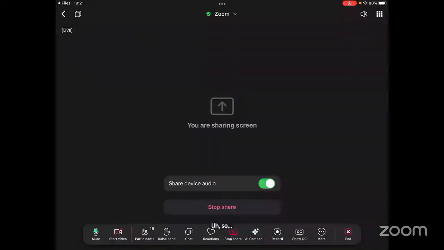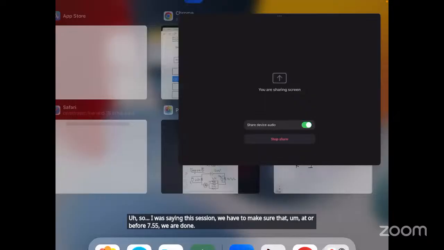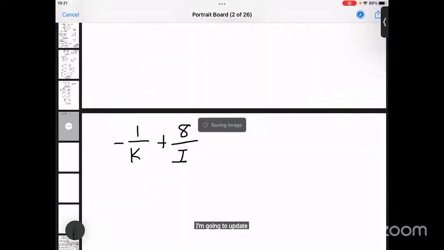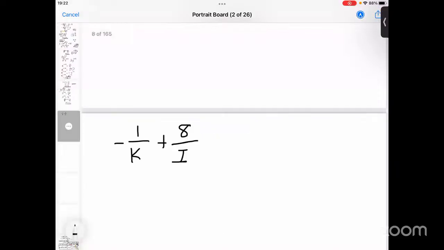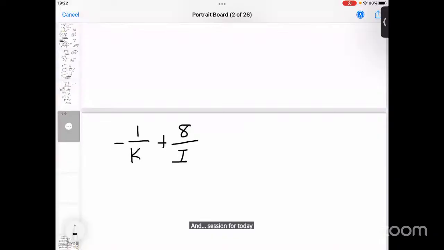I was saying this session, we have to make sure that at or before 7:55, we are done. So let's keep track of time. I'm going to update you, you have to access your short exam for today. I'll also show you where you access it. Where you joined for this session for today, the button below is the one where you will write the exam. Hope that part makes sense.